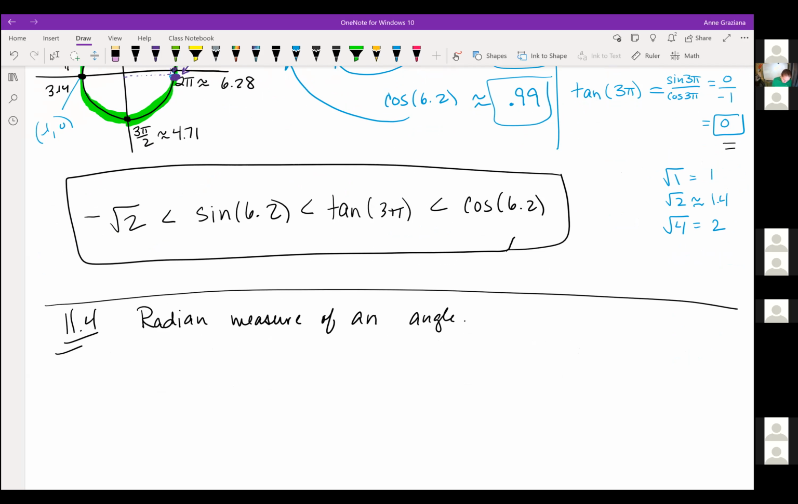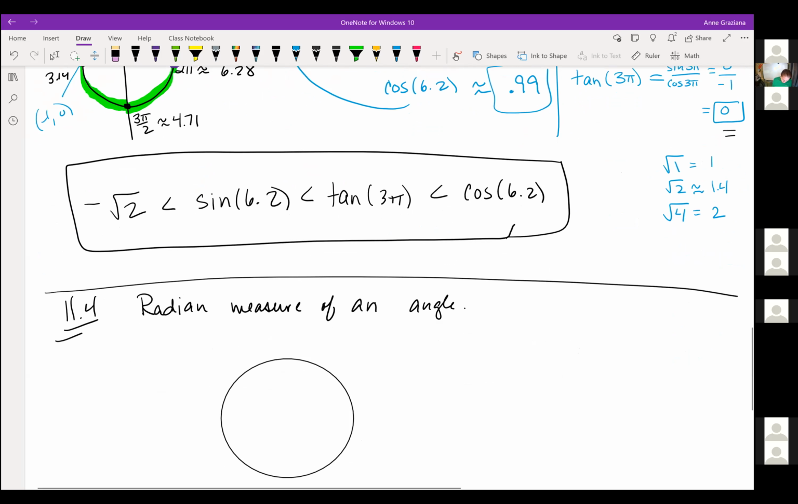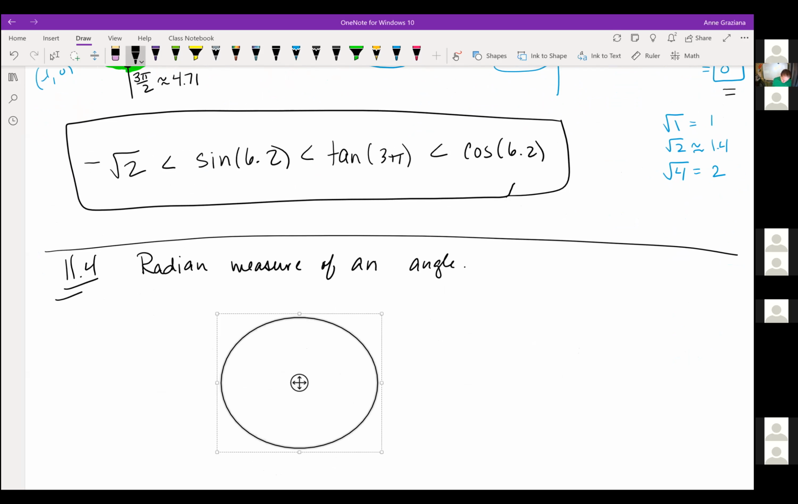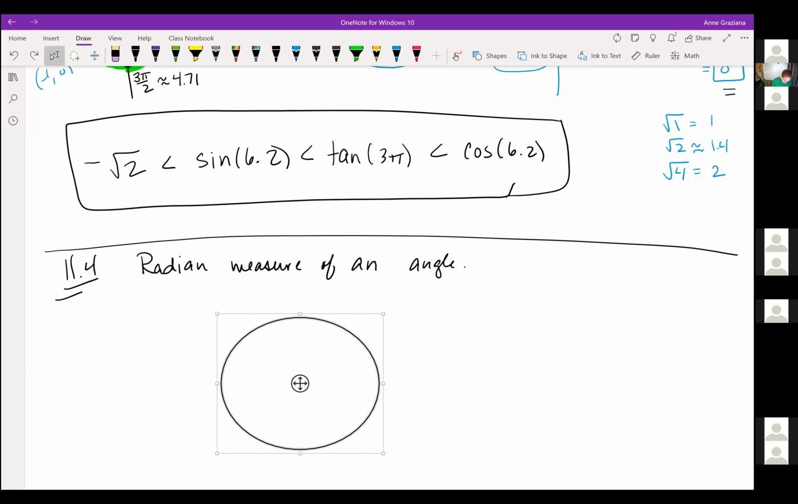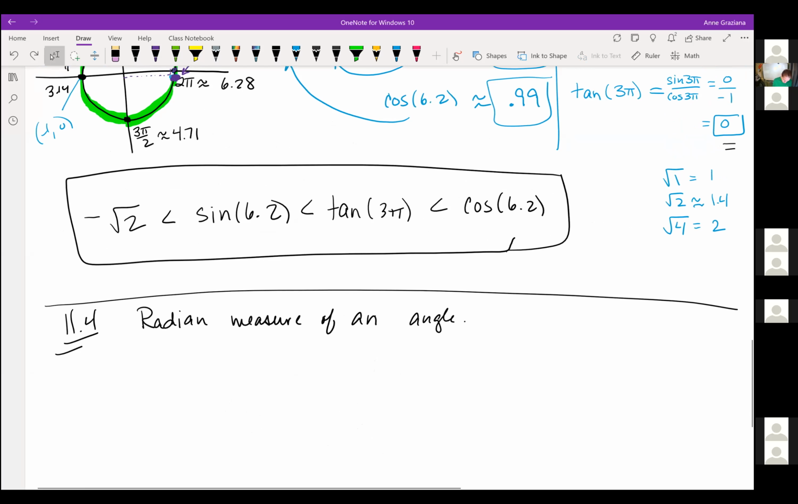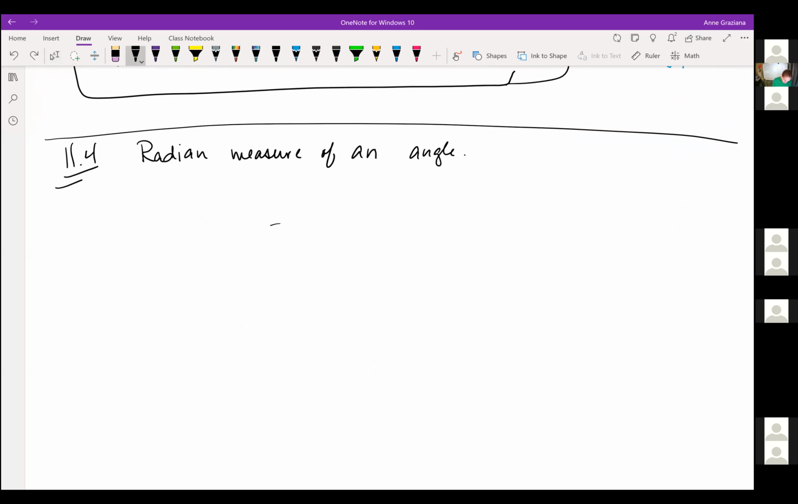But it does correspond. Let me draw a nice circle here. It's a little ovalish. Whatever. I can't waste time. I'm just going to draw it. Okay, that was pretty good for drawing it. I hope you're all a little impressed there. That was pretty good.